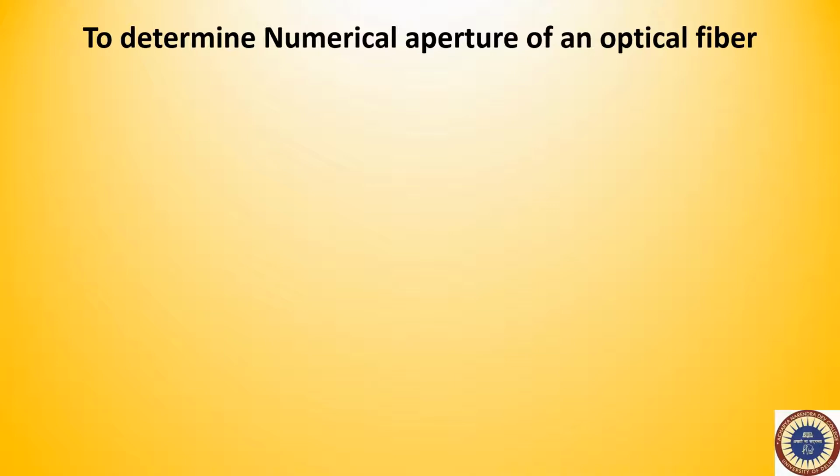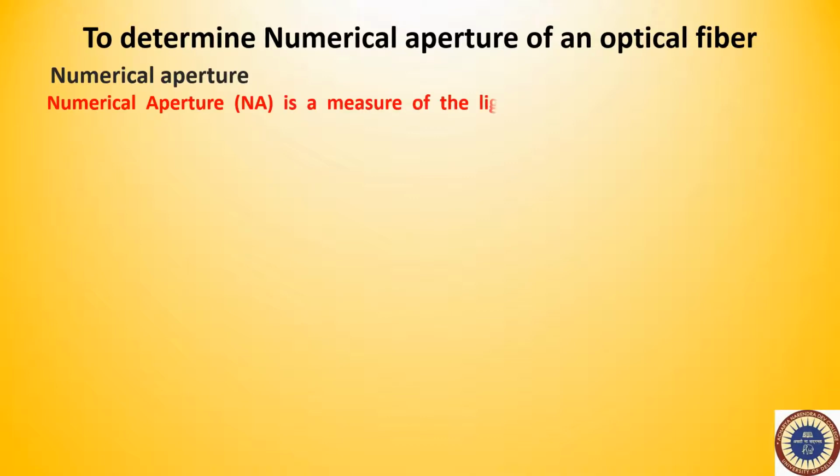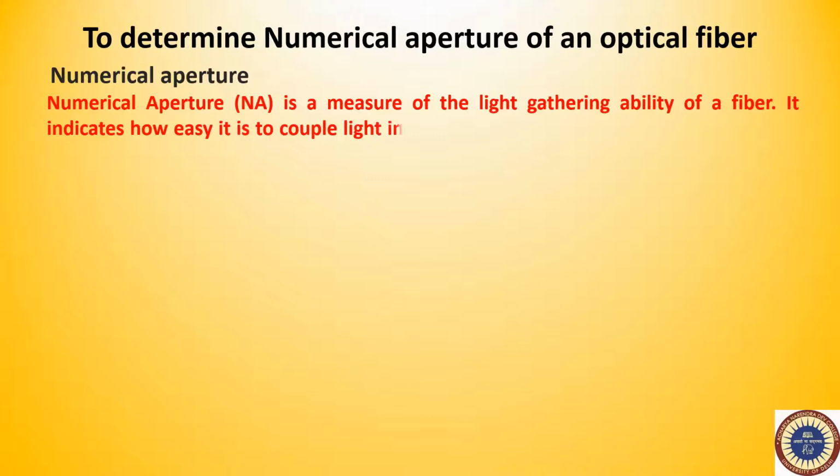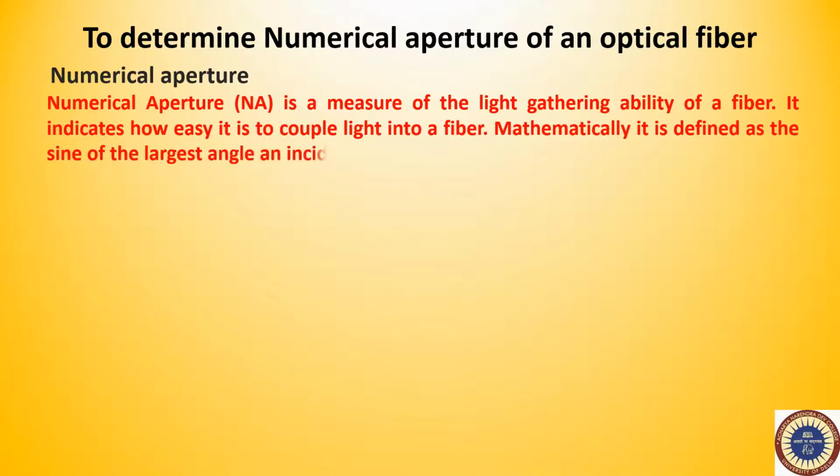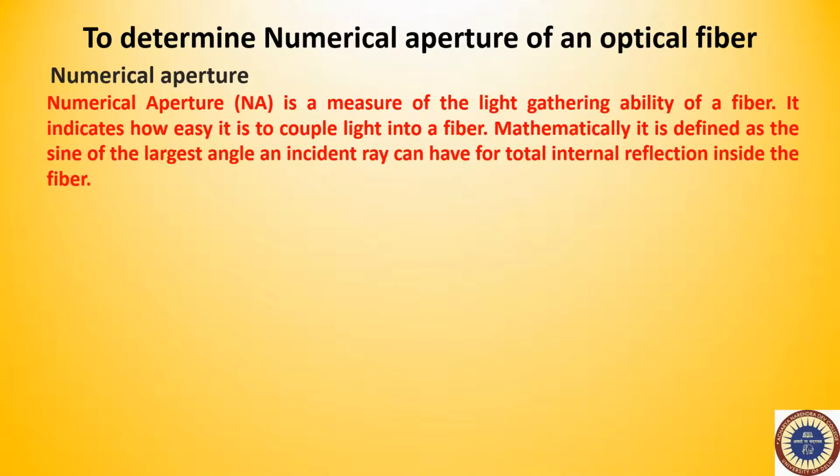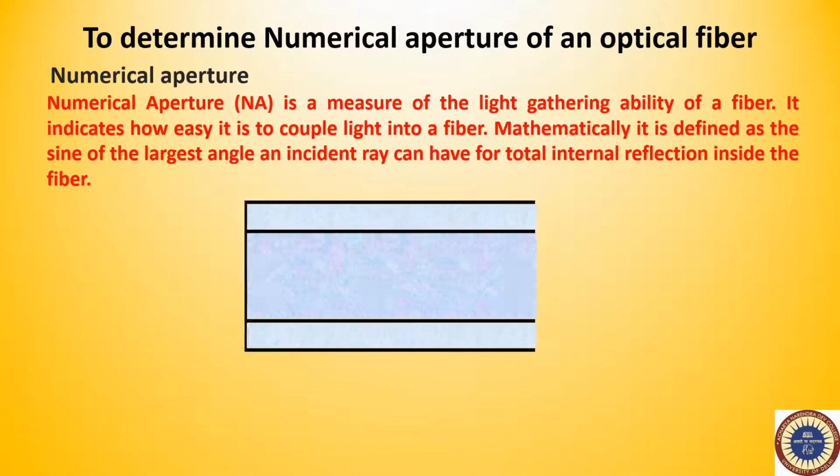First, what is a numerical aperture? Numerical aperture, or NA, is a measure of the light gathering ability of a fiber. It indicates how easy it is to couple light into a fiber. Mathematically, it is defined as the sine of the largest angle an incident ray can have for total internal reflection inside the fiber. Suppose this is the fiber.